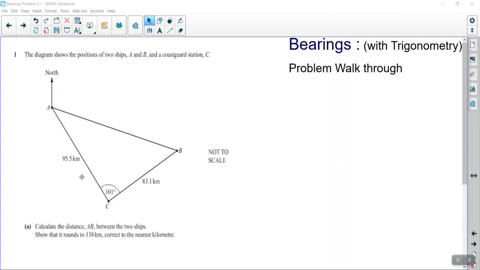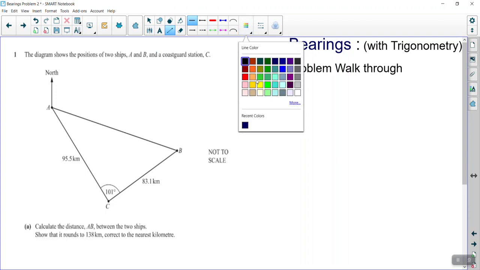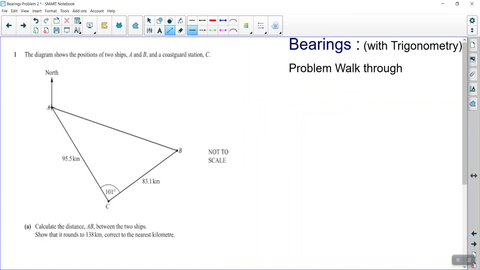How are you going to arrive at this answer? As we can see here, we have the distance from A to C is 95.5 and the distance from B to C is 83.1 kilometers. We are also given the angle between them, or the angle at ACB, which is 101. So you have two sides and an included angle. First of all, let's highlight what we are required to do. We are required to find out AB.